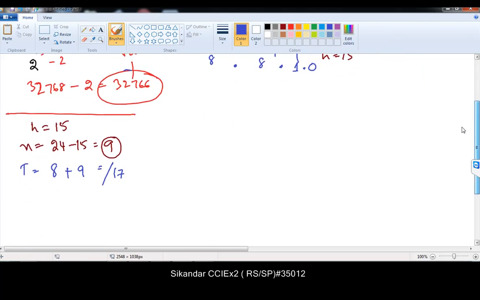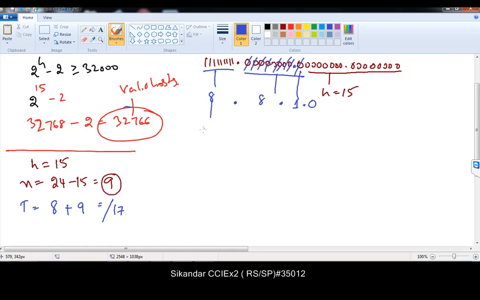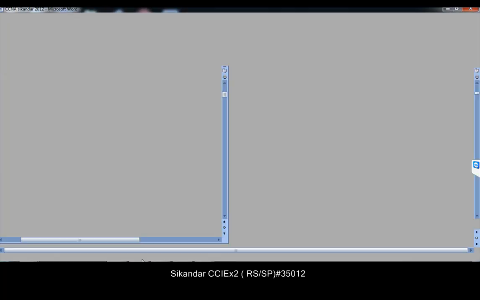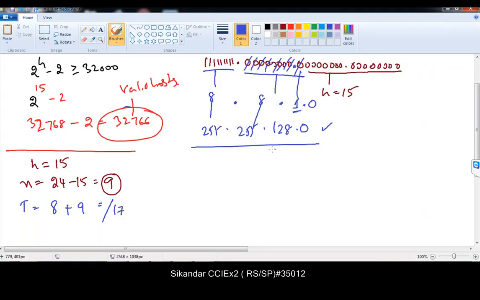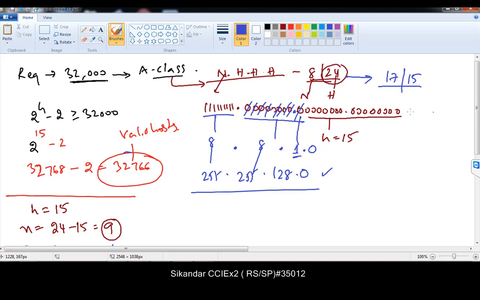So let's move on with our subnet mask. This is our subnet mask. 8 bits is 255, 8 bits is 255. By this time you are a little bit comfortable with this table. If I add 1 bit, it will be 128, so the subnet mask is 255.255.128.0. Again, in A class also you can see all the calculation is the same, except the number of host bits and network bits varies depending upon the class, but the step-by-step calculation remains the same.